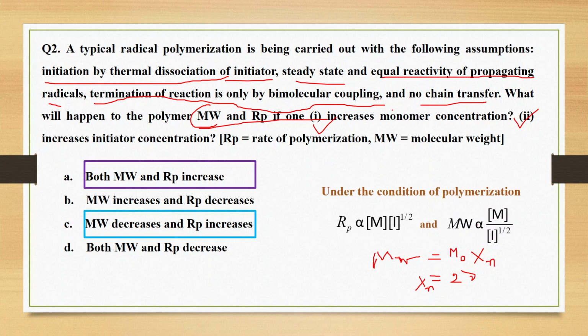So in the first case, where we are increasing monomer concentration, the rate of polymerization will increase, it is directly proportional, and molecular weight will also increase because it is also directly proportional to M. And in the next one, where you are increasing the initiator concentration, Rp is directly proportional to I to the power half, so Rp will increase, but molecular weight is inversely proportional to I to the power half, so it will decrease. So it is a very important question. You do have to remember these equations for thermal initiation if you are going to take the exams.